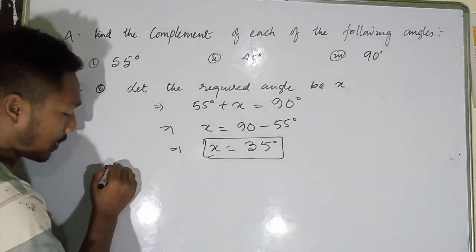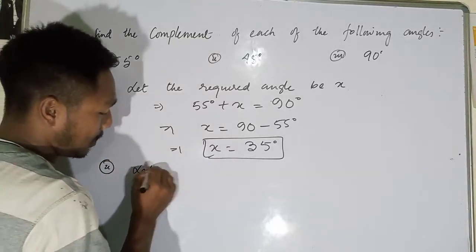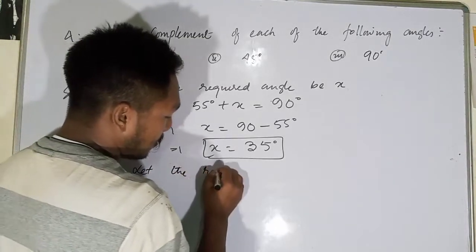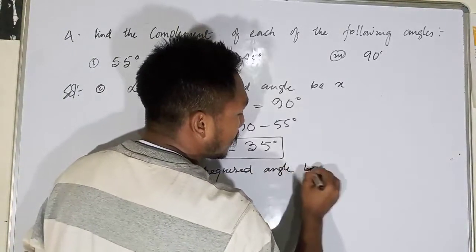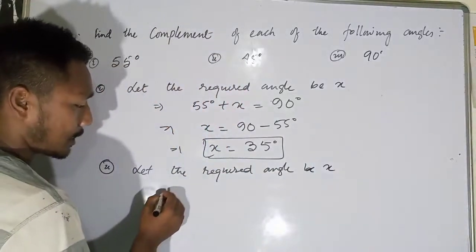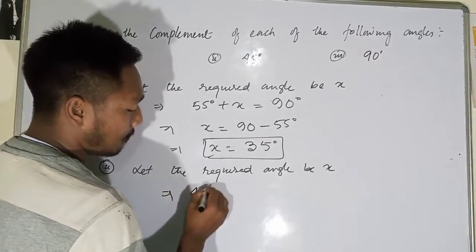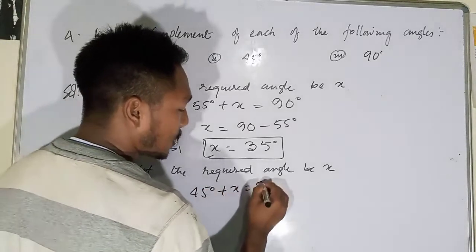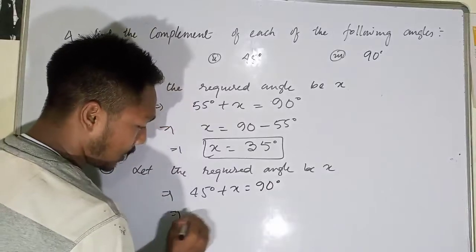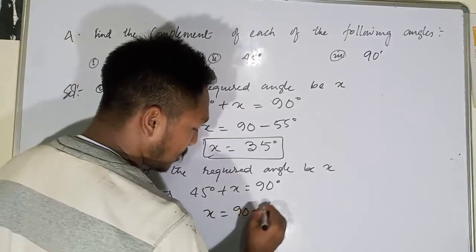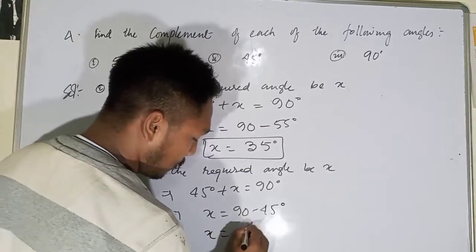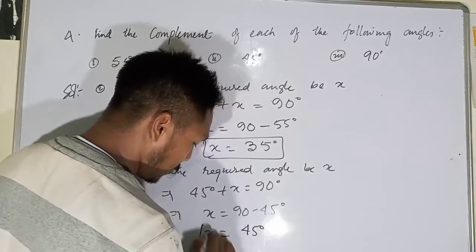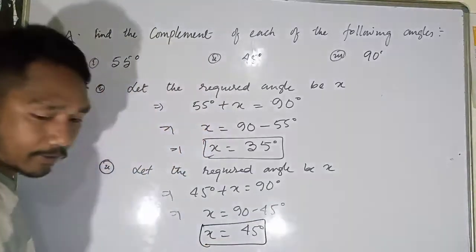Similarly again, let the required angle be x. We know that 45 degrees plus x will always be equal to 90. So subtract it, x will be equal to 90 minus 45. X will be equal to 45 degrees. Subtract these two, you will get the answer as 45 degrees.